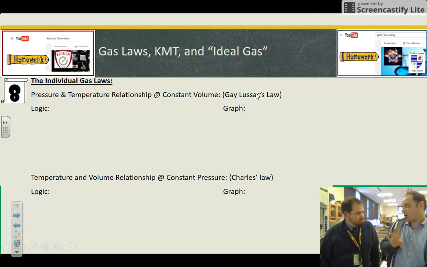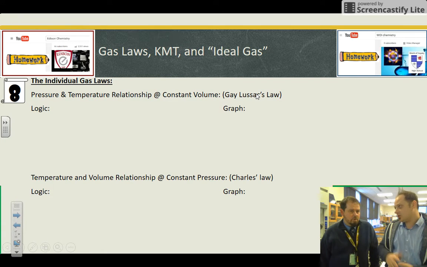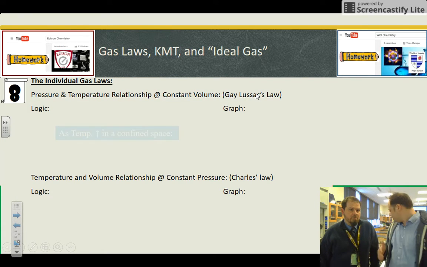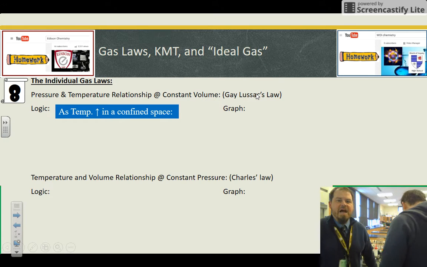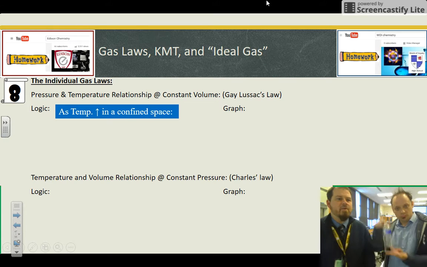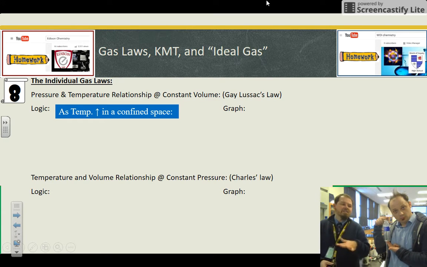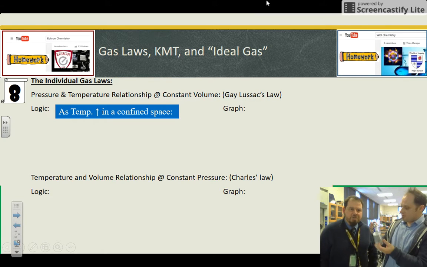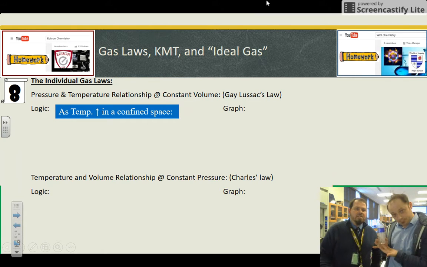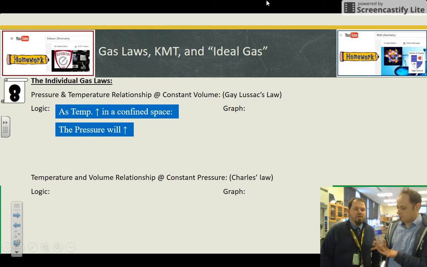Now, there's 4 gas laws that went into making the combined gas law. So let's give you a quick rundown of what they all are. So the first one is what's called Gay-Lussac's law, and it relates pressure and temperature, but at constant volume. So the volume here isn't going to change. It's confined, it's sealed up. So as the temperature increases, the pressure will increase. If I were to heat this up, the pressure inside, if there were a gauge, would increase.